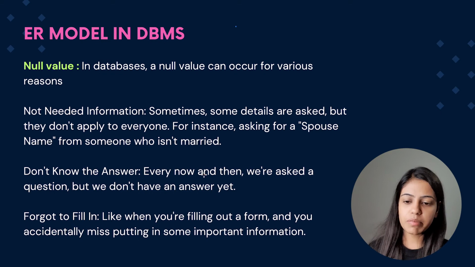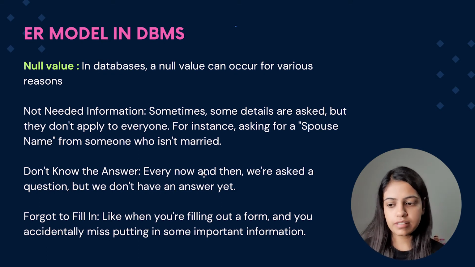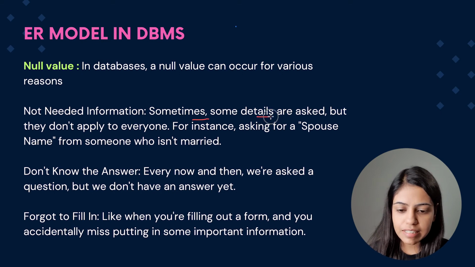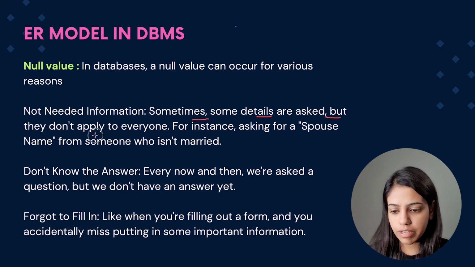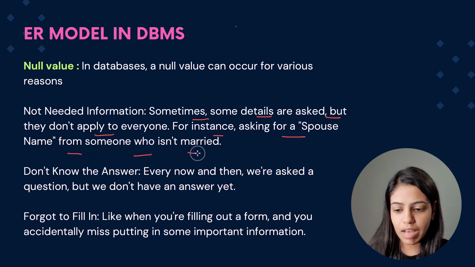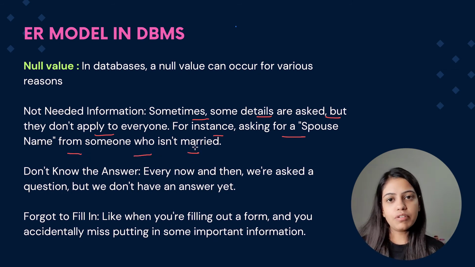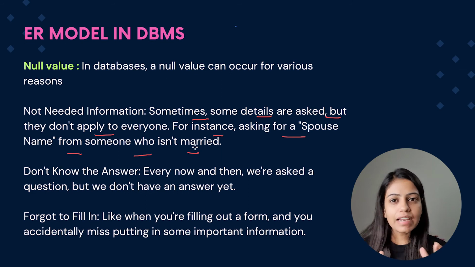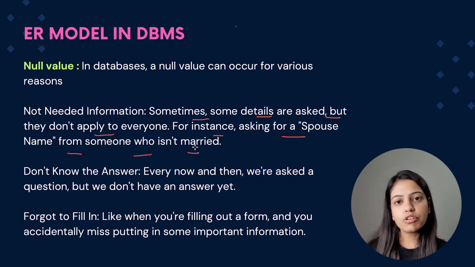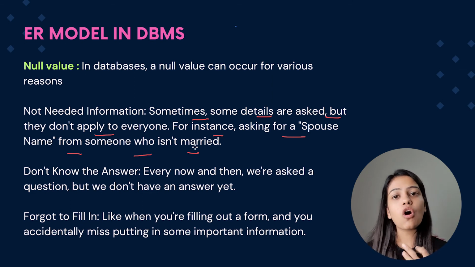So in DBMS, a null value can occur for various reasons. Not needed information. Sometimes some details are asked, but they don't apply to everyone. For instance, asking for a spouse name for someone who isn't married. So basically, what is a null value in DBMS? You might have seen, whenever we create tables, we specify that this can be null or this can't be null. So for some of the attributes we specify that this can be null or this is optional.